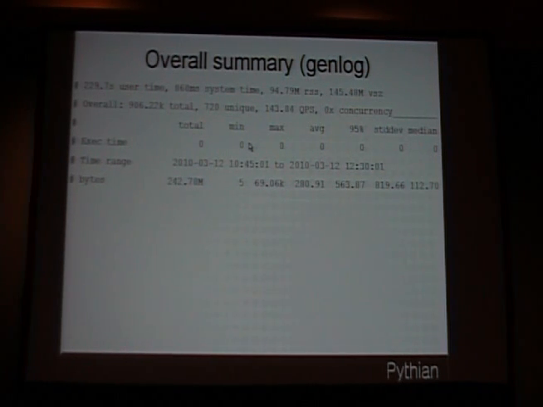When I first did it, I'm like, is that a bug? That's not how it should look. And then I was like, oh, duh. General log doesn't have times in it. The time range, you can see, was March 12th at 10:45 to March 12th at 12:30.